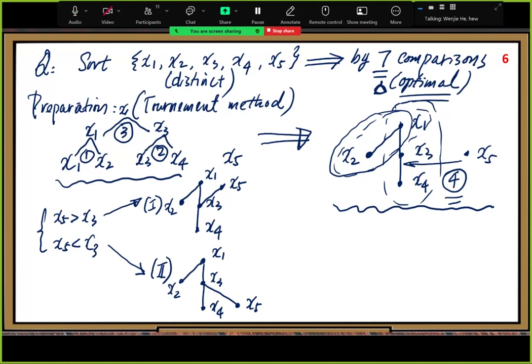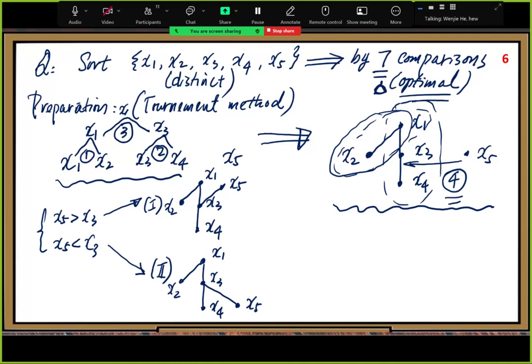All right, now, case number 1. For case number 1, let's continue. Let's look at our comparison number 5. Can anyone tell me what you want to do for comparison number 5? X5 and X2 for case 1? You have many options. The correct one should be X5 and X1. Why?